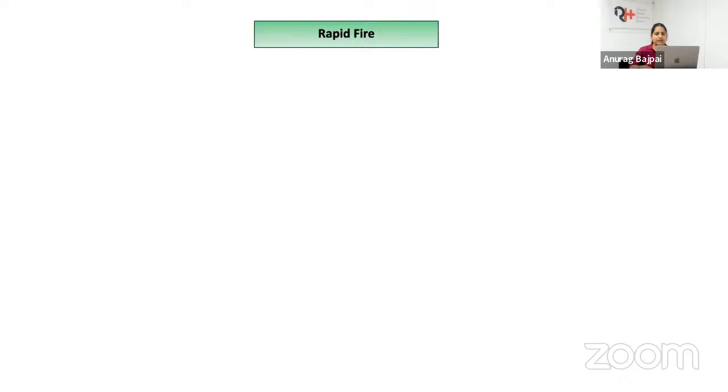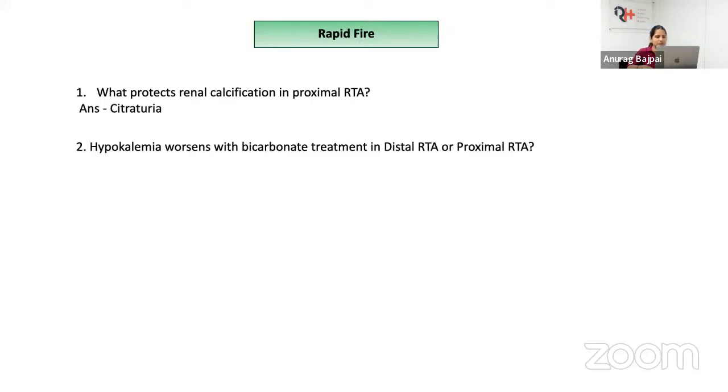So this is a rapid fire. This is a one-liner round, and you have to respond very quickly here. What protects against renal calcification in proximal RTA? Why do patients with proximal RTA not get stones? Citrate, okay. Bifenamab has citraturia, definitely citraturia.